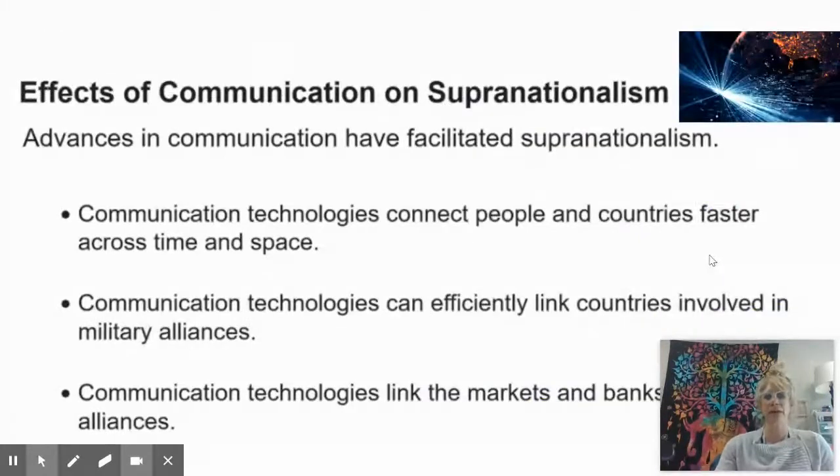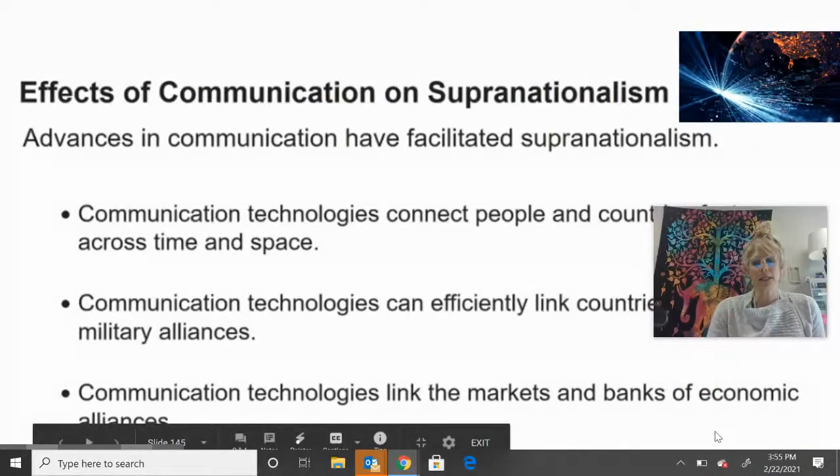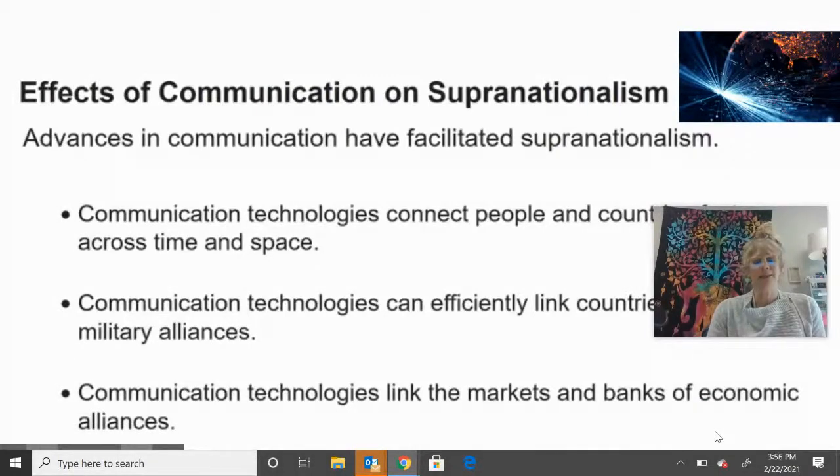So let's talk about effects of communication on supranationalism. Advances in communication have also facilitated supranationalism, making it easier for it to happen and be effective. So again, you've got three bullets here. Communication technologies can impact supranationalism in three different ways. It connects people and countries faster. We want to think about time-space compression here, because it's across time and space. The second is it can link countries together that are involved in military alliances. And the third reason is linking markets and banks of economic alliances.